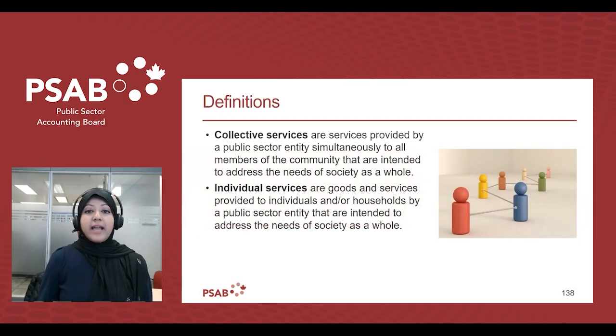Let's take a closer look at collective services, shall we? The provision of a collective service to one individual does not reduce the amount available to other individuals. There is no rivalry in the consumption of collective services.